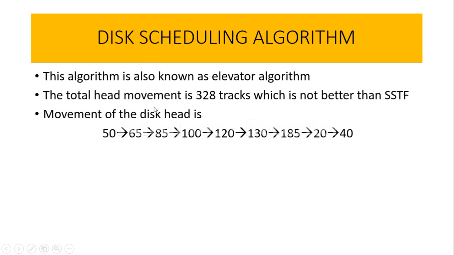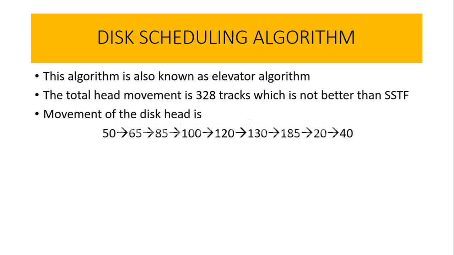We call this kind of disk scheduling algorithm the elevator algorithm. Let us discuss this head movement afterwards. You people can calculate how to do that. In this video, I'm not going to calculate the head movement. I'm telling you that it is 328 track head movements. So please check out how exactly it comes out.